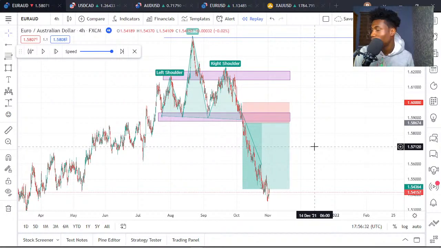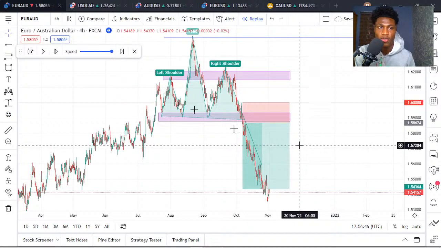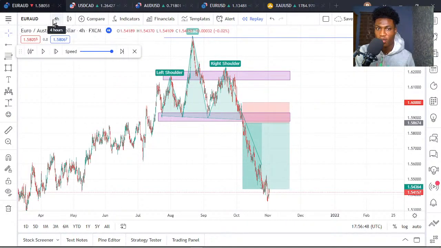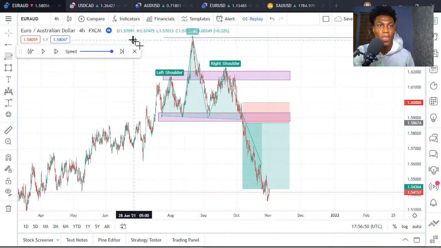Let's talk about continuation chart patterns. Do you guys have any suggestion on what continuation chart pattern I should use, or do I just go ahead? So what this says, the 15 minutes, this is a 4-hour candlestick. This is not even 15 minutes.